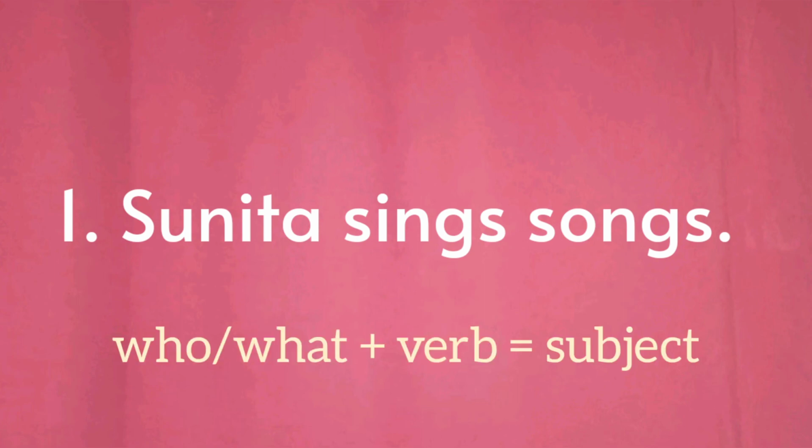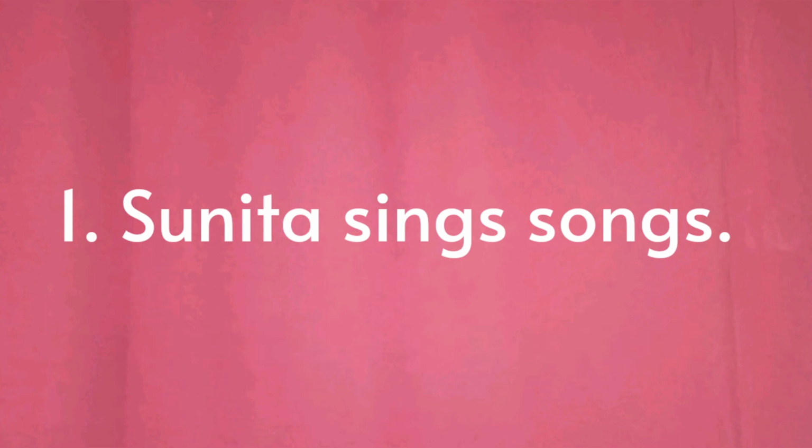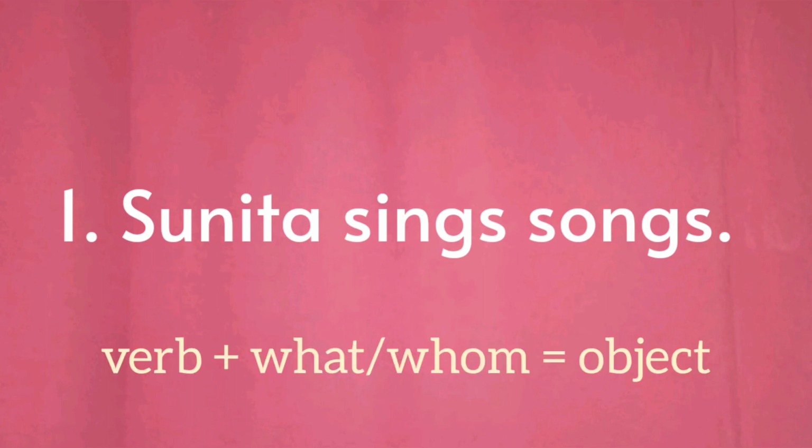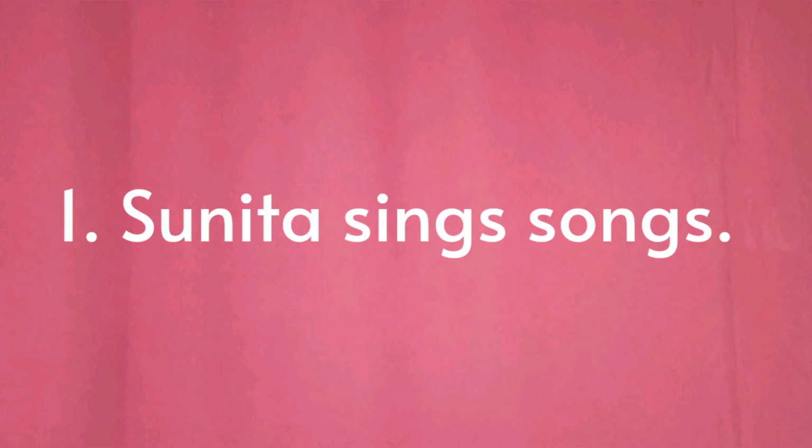You have to put a question with who plus verb. Here in this sentence, who sings? The answer is the subject, Sunita. So Sunita is the subject here. The third part of the sentence is object. To find out object, we have to put a question with verb plus what or whom. In this example, we have to put what. Sings what? Songs. So the answer here, songs, is the object.